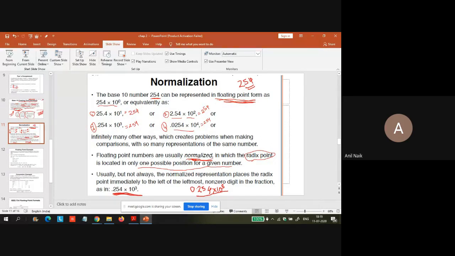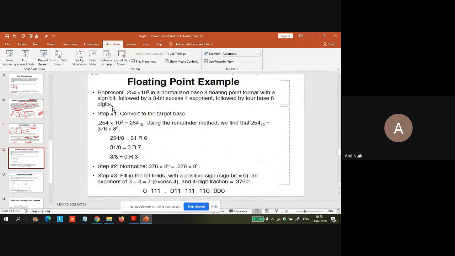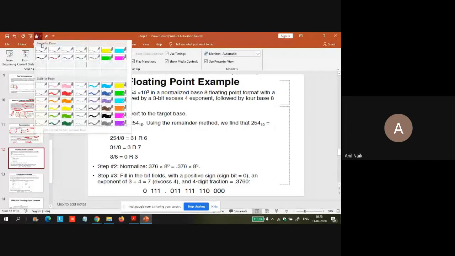So the normalized representation places the radix point immediately to the left of the leftmost non-zero digit in the fraction. In data representation, or floating point representation, we need to convert the number into a normalized form. Here we can see one example.